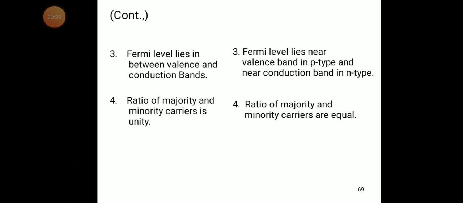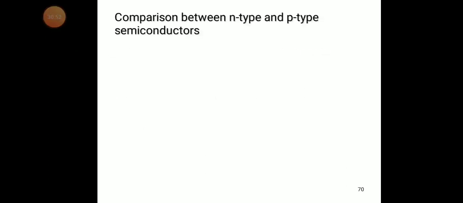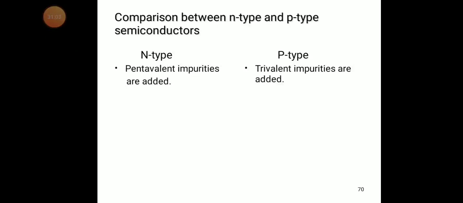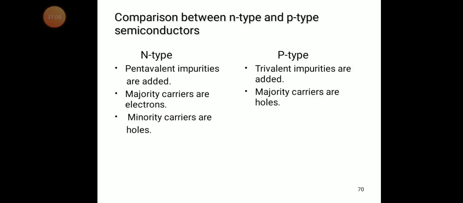Now we try to discuss the comparison between P-type and N-type semiconductors. We already know that for N-type semiconductors, pentavalent impurities are added to the pure form of semiconductor. If you add trivalent impurities to the pure form of semiconductor, we will get the P-type semiconductor material.